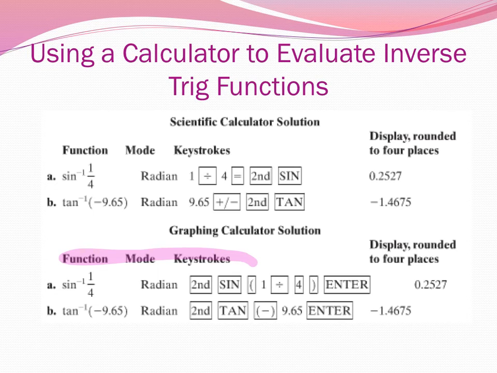If you don't have, so you can use your graphing calculator. I would recommend it. You're getting comfortable with it. Use it, okay, on Tuesday. If you don't and you end up with a scientific one that doesn't store the letters when you hit the button, then you do the reverse. So you would do 1/4 and then second sine, or negative 9.65 and then second tangent.